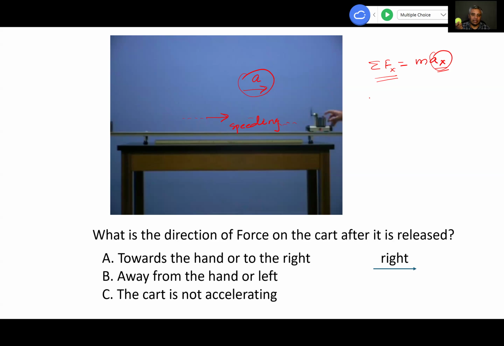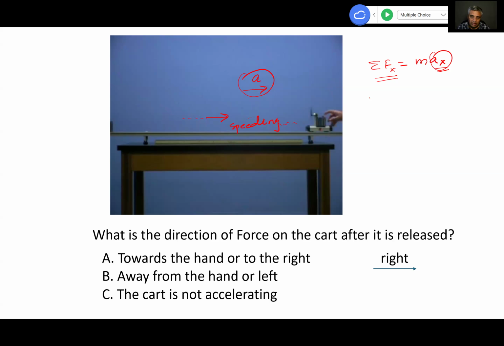Motion looks very similar. The only difference is that here it's happening in the horizontal direction, and over here, it's happening in the vertical direction. So when we throw this, what happens? It slows down. We say, okay, acceleration due to gravity is down, so is the force of gravity. It's pulling down, reaches the highest point. And then what happens? It starts coming down, speeding up. So acceleration is down, force of gravity is down.